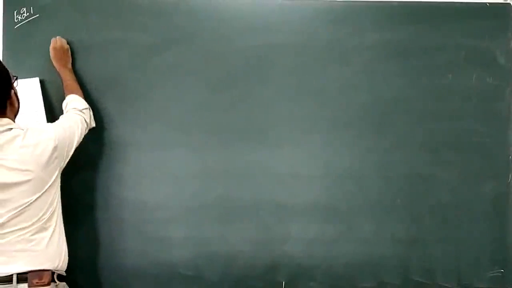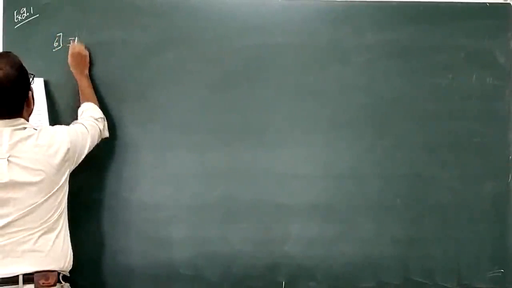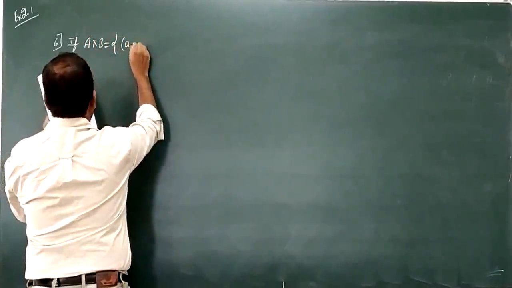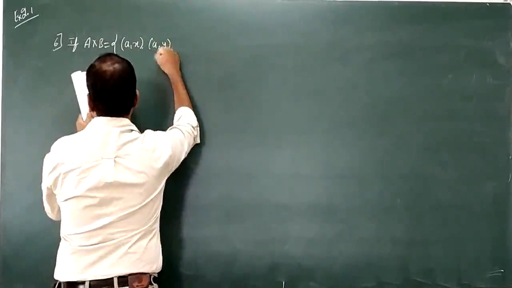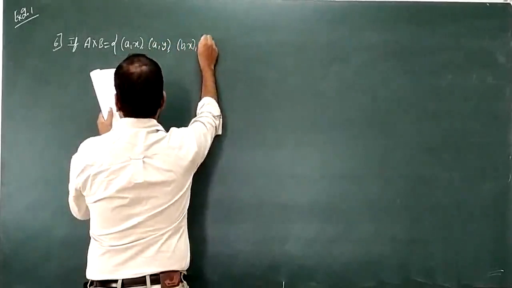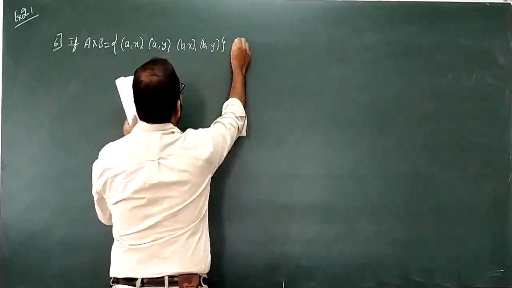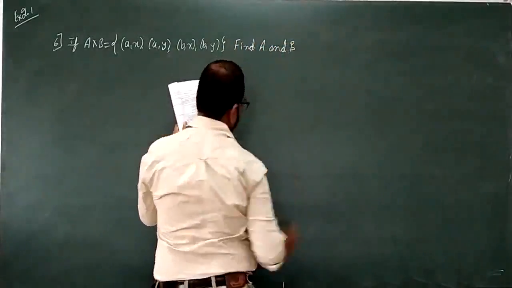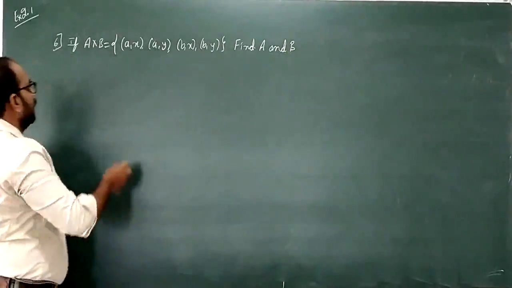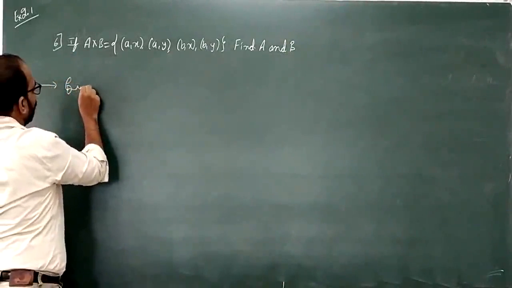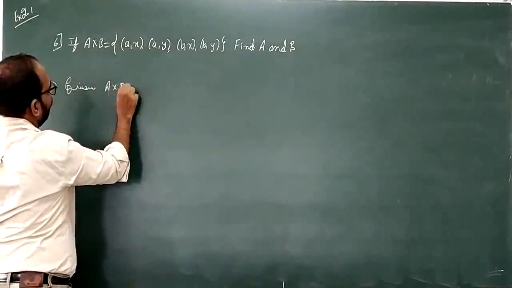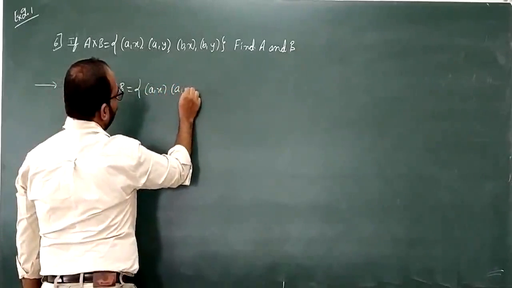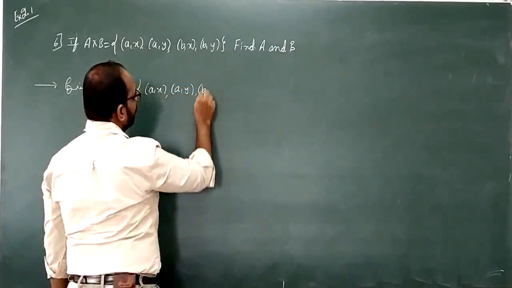The sixth question is: if the Cartesian product of A and B is equal to {(a, x), (a, y), (b, x), (b, y)}, find set A and set B. Here, write down the given: the Cartesian product of A and B is equal to (a, x), (a, y), (b, x), (b, y).